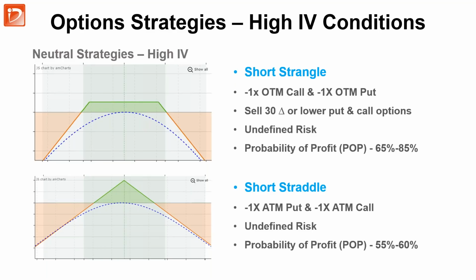And the next one, the most commonly used strategy, is a short straddle. And in this, you short one at the money put and one at the money call. This is an undefined risk strategy, and probability of profit is 50 to 60%. And both these are neutral strategies or delta neutral strategies.